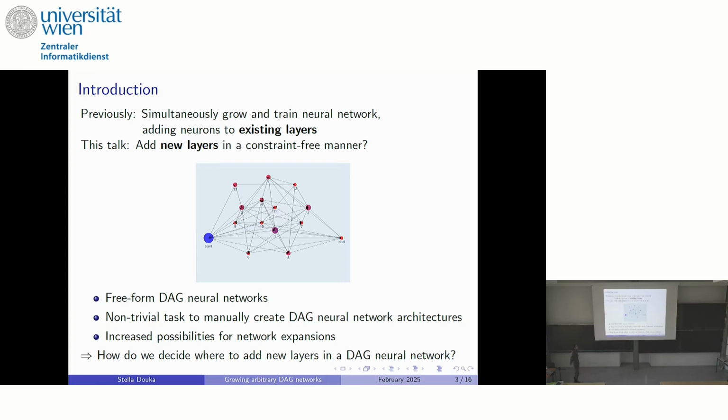First of all, before we had seen how to train and grow neural networks simultaneously, when we have a concrete structure, so we have 2 hidden states, 3 hidden states, 3 or 4 layers in a network, and we add neurons to existing layers. In this talk, we will talk about how we can add completely new layers in a constraint-free manner. So we can end up with neural networks that look like this. This is an example of a type of directed acyclic graph neural network that we can get with our method.